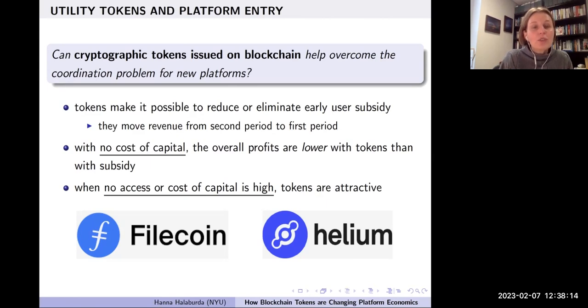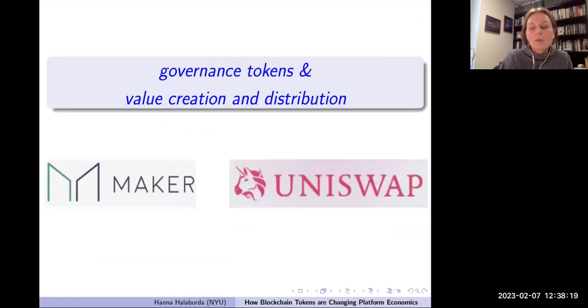So this is the conclusion for the utility tokens. And I want to ask whether there are any questions or comments on this part before moving to the governance tokens and value creation distribution.